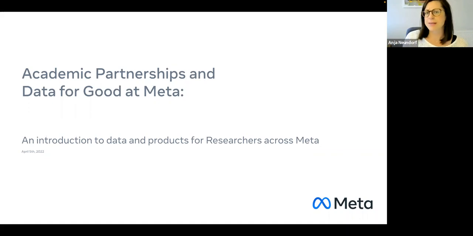But we will also have some time at the end to have a more general discussion, because this is obviously an opportunity for us as researchers to learn more about all the opportunities we might have to work with Meta directly in our research.